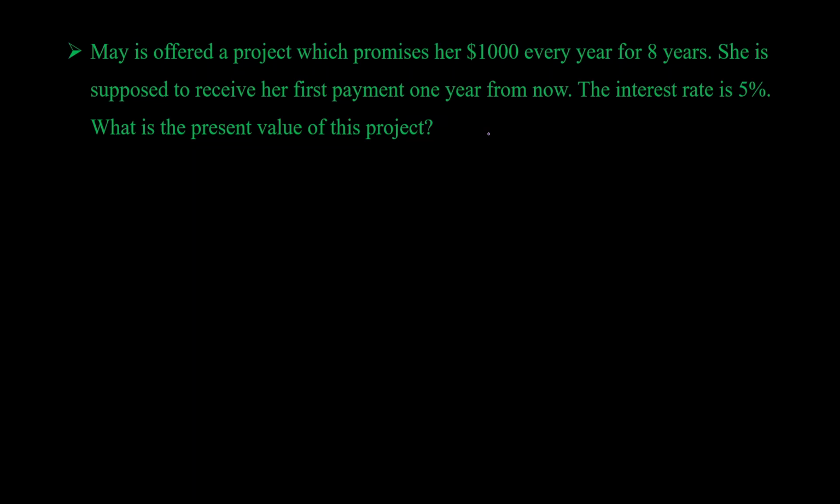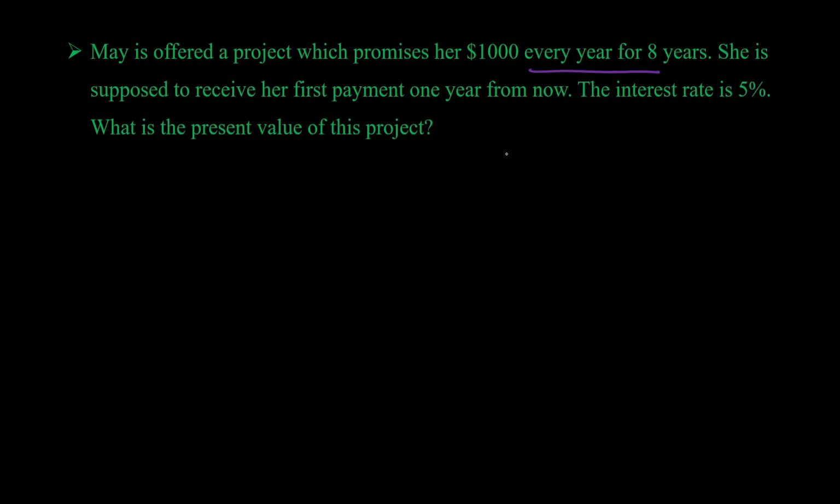Okay, in this video we'll learn about annuities. We'll learn what annuities are and how we can calculate the present values using this example over here. So we're given that May is offered a project which promises her $1,000 every year for 8 years. We know that she's supposed to receive her first payment 1 year from now, that is in year 1 instead of year 0. The interest rate is given to be 5%. We need to figure out the present value of this project.